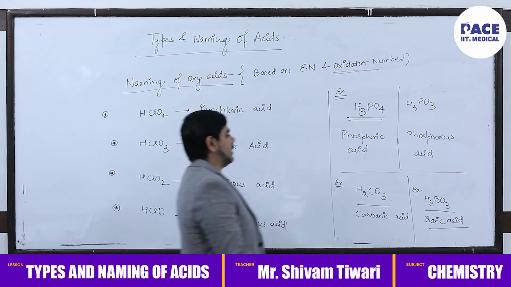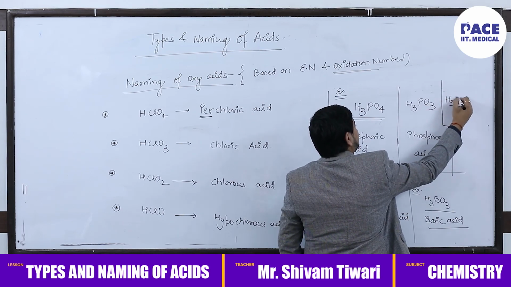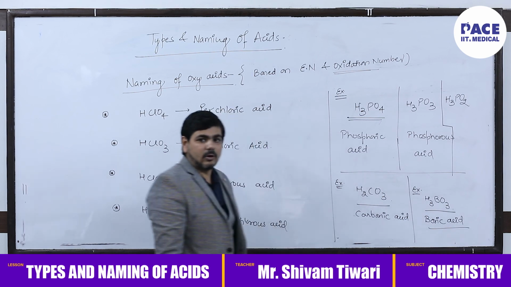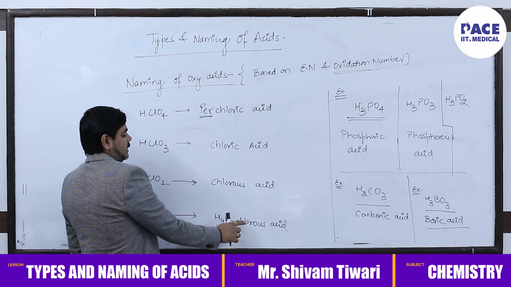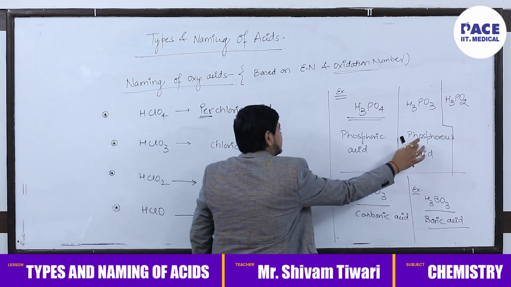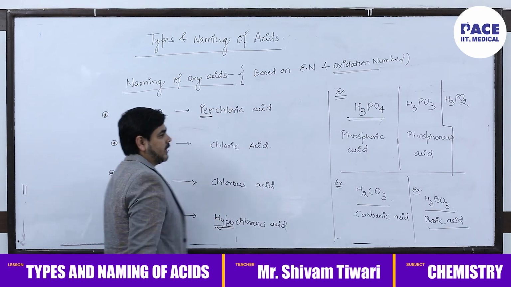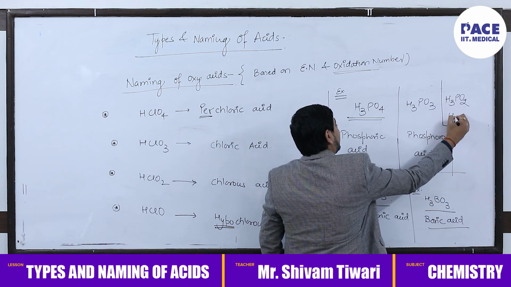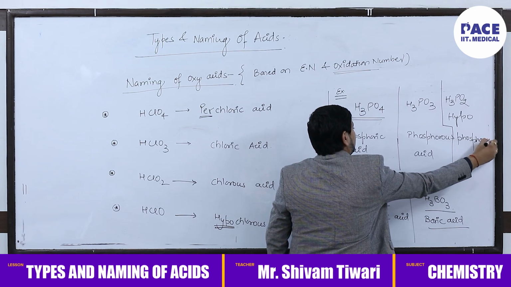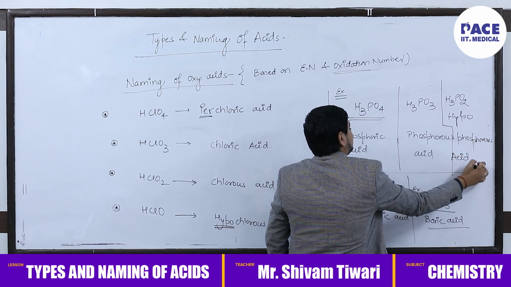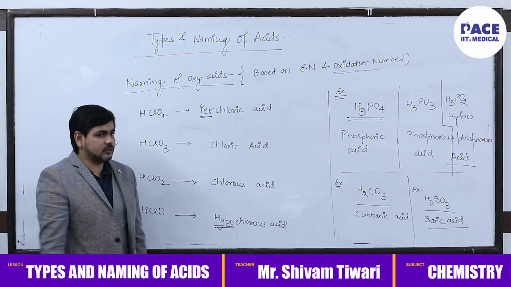Now I will write one more thing. One more oxy acid is H3PO2 of phosphorus. What is the name? We already have ous acid, and the oxygen is decreased by one more, so we have to add the prefix hypo. The name is going to become hypophosphorous acid. Okay, so that's how we are going to write names of oxy acids.